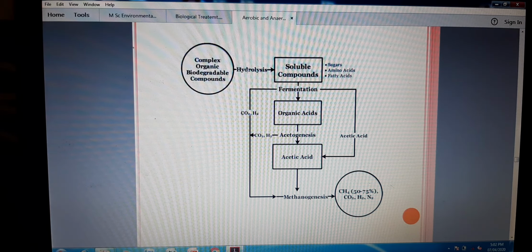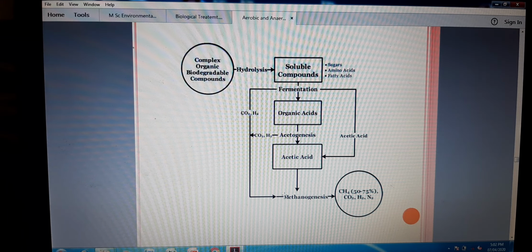There are some bacteria that form acids, which is called acidogenesis. There are some organic acids, and the fermentation bacteria ferment them and convert them into CO2, H2, and acids such as H2S and acetic acid. And the methane forming bacteria form methane, that is CH4.